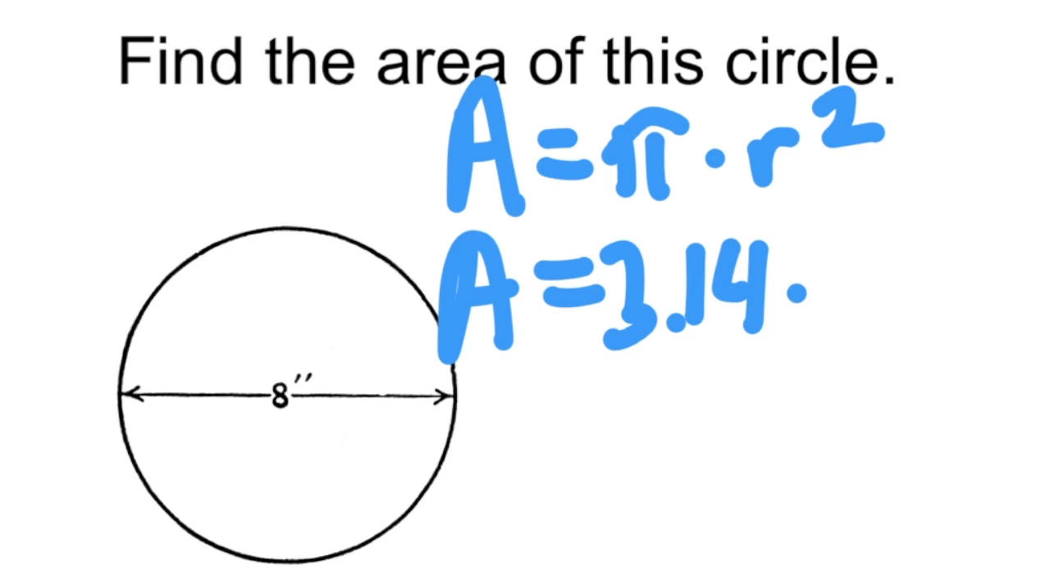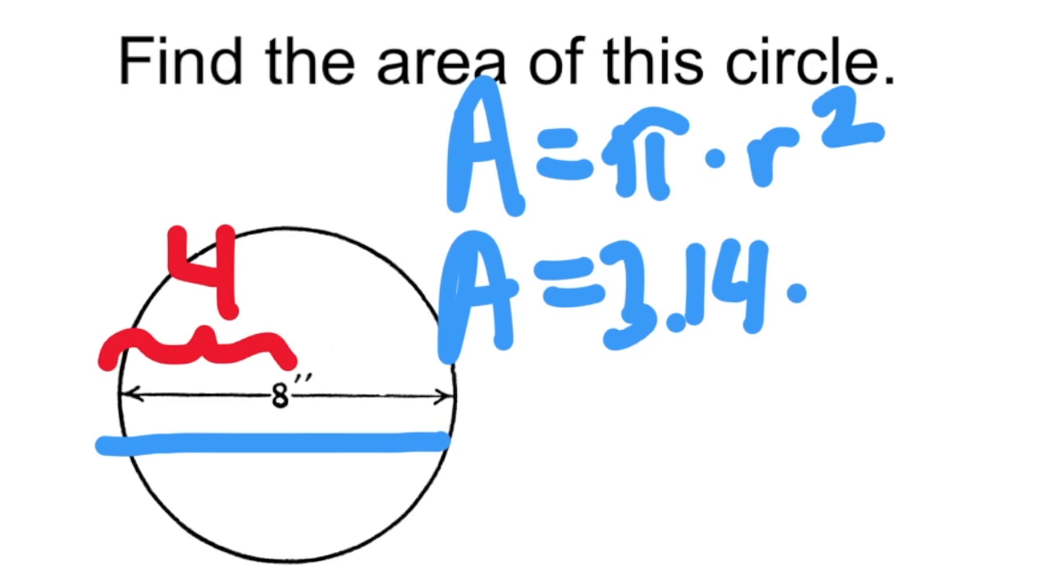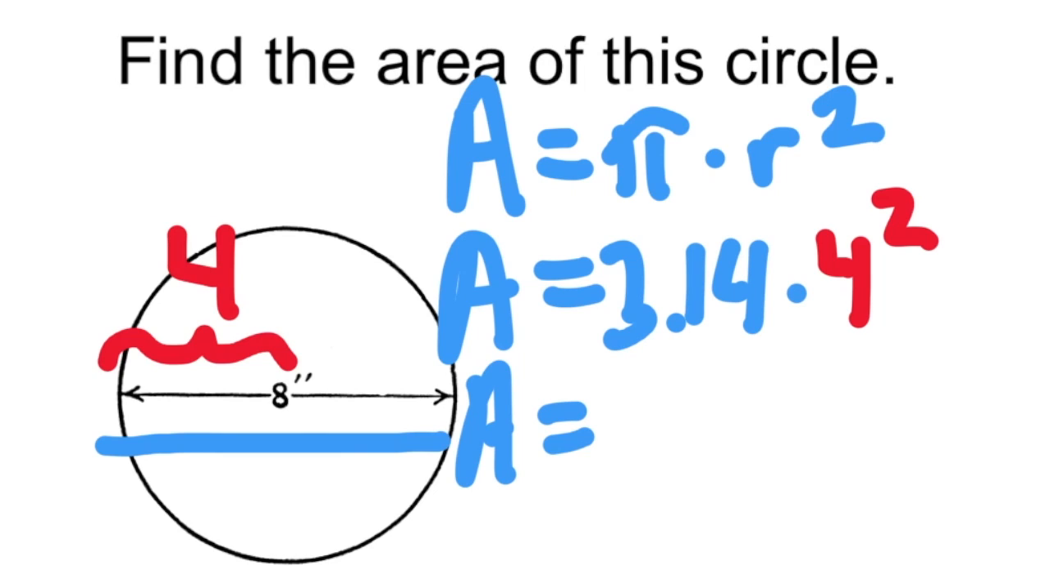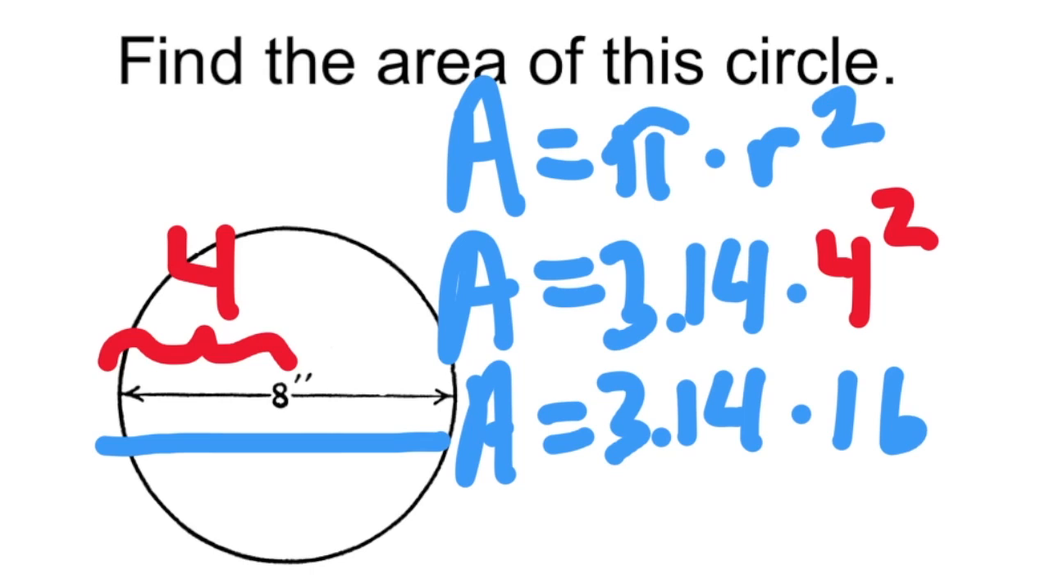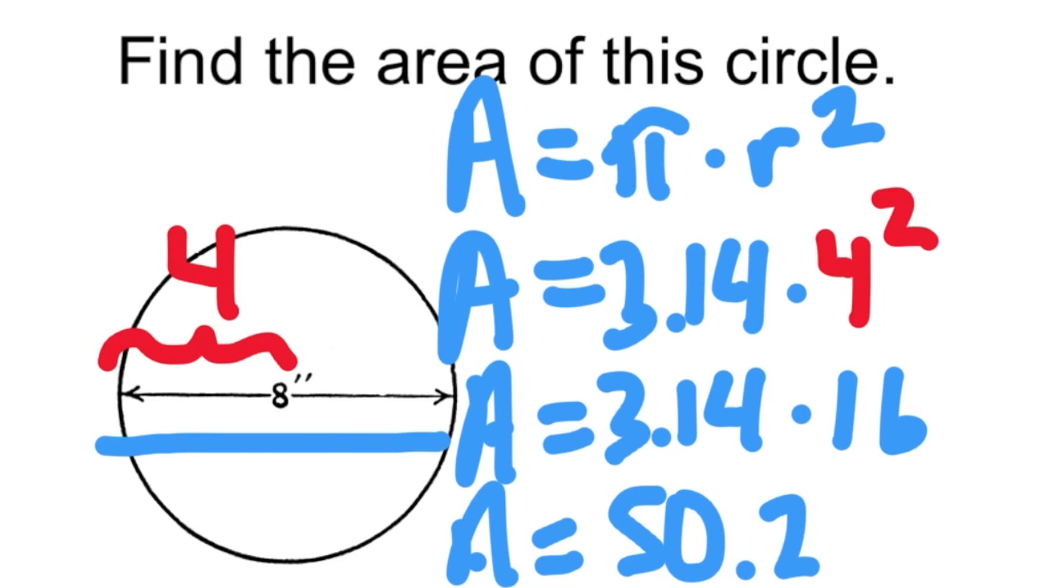Again, I'm going to use 3.14 for pi, and now I need to find the radius. Here we have a diameter of 8. The radius is half of that, so the radius is 4. This is 4 squared, not 4 times 2. Make sure you do 4 times 4. So we then have 3.14 times 16. Multiply, and you will know what the area is. When you multiply this, you'll get an answer of 50.24 inches squared. Remember, it's area, not distance. And so when it's area, you must have square units. So 50.24 inches squared is the area of the circle.